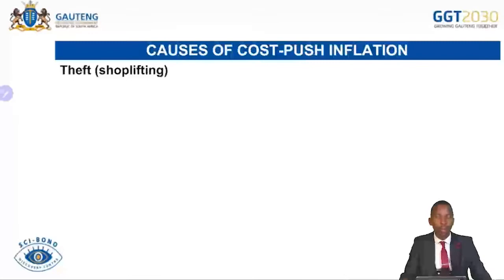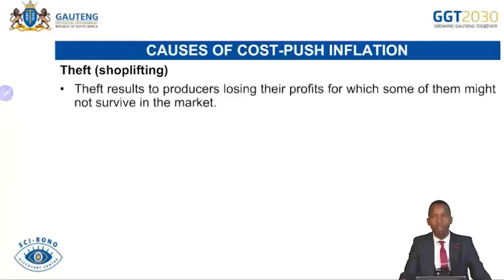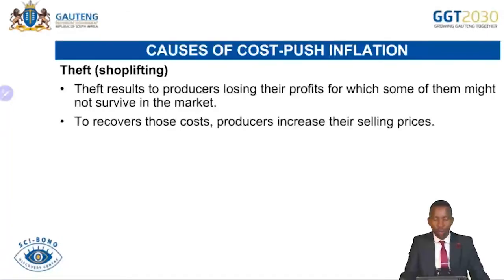And then the theft or shoplifting. If ever people are stealing from the industry or from the shop or within the market, that can lead to suppliers or producers increasing their selling price to recover the stolen goods to ensure that they keep in line with their profit targets. Theft results in producers losing their profit, for which some of them might not survive in the market. To recover those costs, producers increase their selling prices and the consumer will be affected.